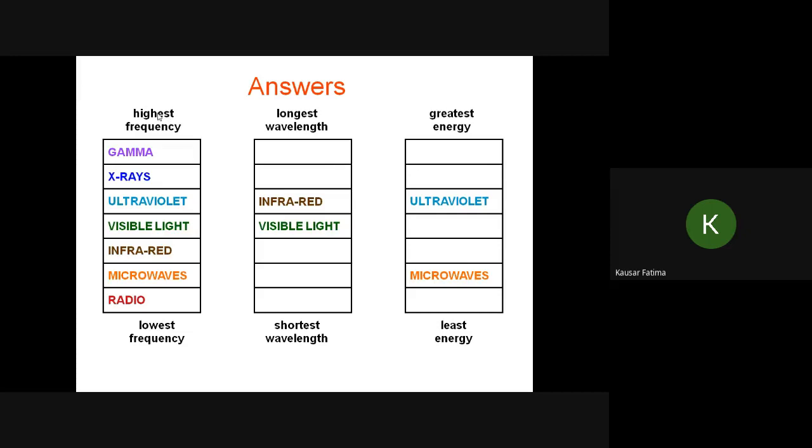Okay. So highest frequency gamma, lowest frequency radio waves. Now we start from the longest wavelength. What will come? Of course, the radio waves. The order will be reversed here. So gamma: shortest wavelength, highest frequency. Now greatest energy depends upon the frequency, so gamma has maximum energy, and radio has the lowest energy.